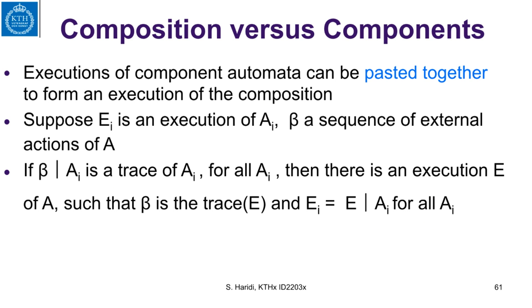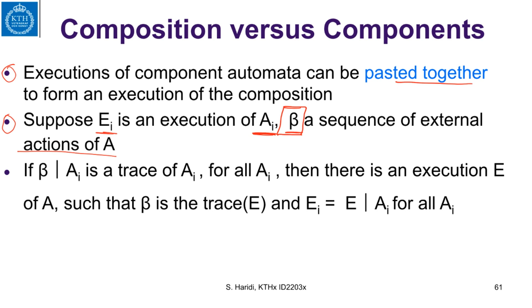Next, we will do the converse, which is, if we know the executions of the components, we can glue them together to get an execution of the composition. So executions of component automata can be pasted together to form executions of the composition. Suppose that EI is an execution of the component AI, and beta is a sequence of external actions of the composed automaton. So if beta satisfies certain properties that we mention now, we can put together the executions of the component automata to have an execution of the composed automaton.